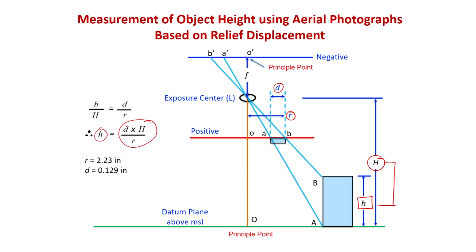Suppose the r from the central line or the principal point is 2.2 inches on the photograph, and d is 0.129. The height of the flight from datum in feet is 2978.5. Then the height of the object will be this one, which you can calculate easily. This exercise we will also try to give you, with the data we have collected using UAV, so that you can do it.